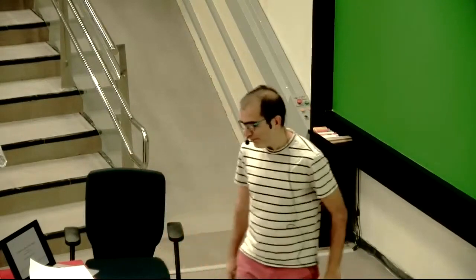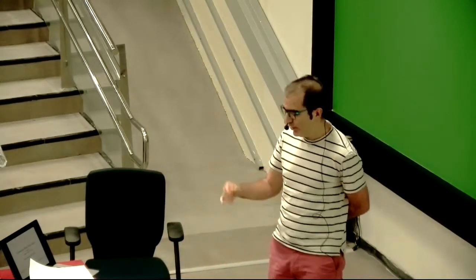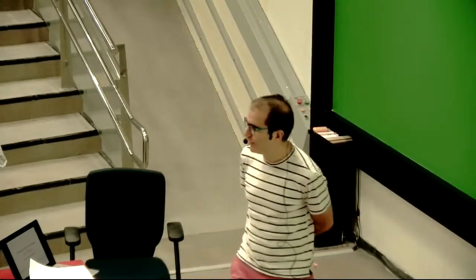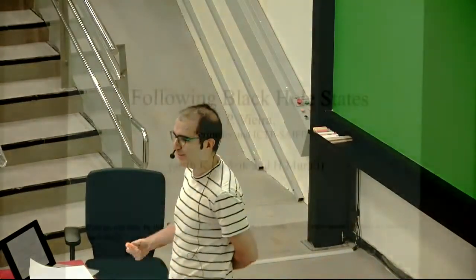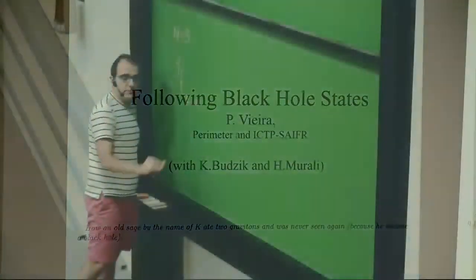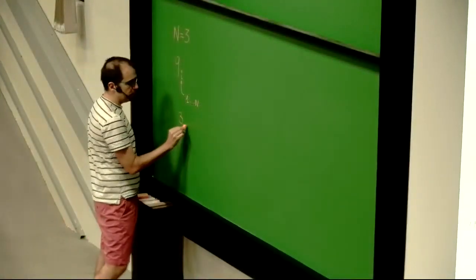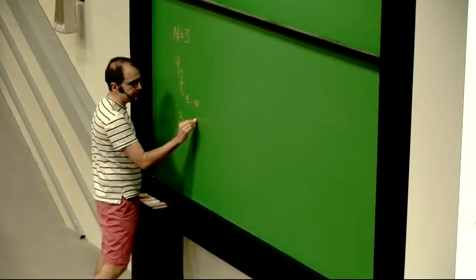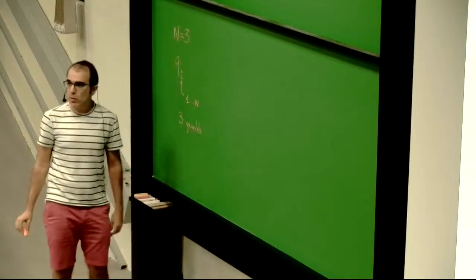So let me start with something basic, and I will use orange for the real world and white for super Young-Mills. So let me start with something basic about the real world, which is, of course, that we have three colors. So we have, say, quarks, Q, and we can have a quark field, and the quarks would have some index I, which would run from 1 to N. Of course, in the real world, we have three quarks, or two families of three quarks.